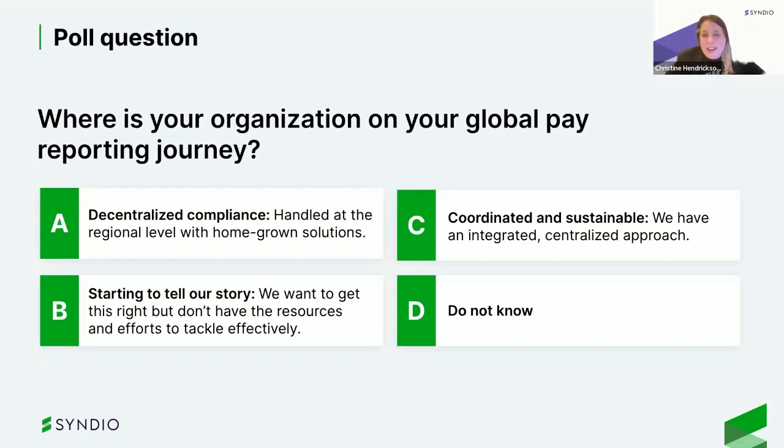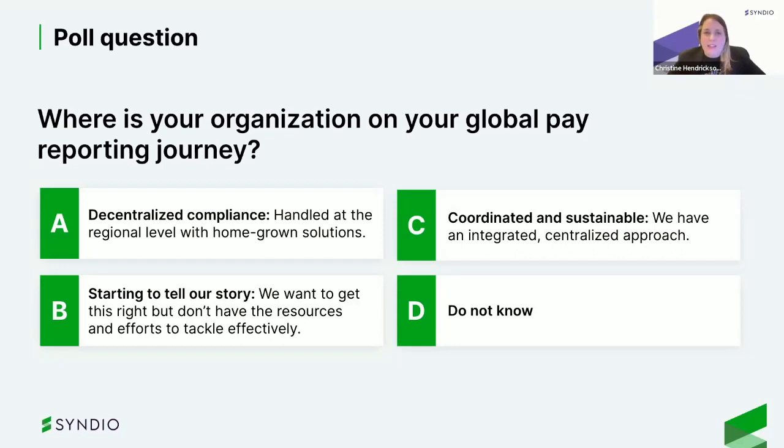This is kind of what we're hearing too, that the majority of people are starting to tell their story. So we have 36% that are starting to tell their story. They want to get it. They want to do this right. They want to be able to tell a consistent story, but they don't have all of the resources that they need to tackle that effectively.